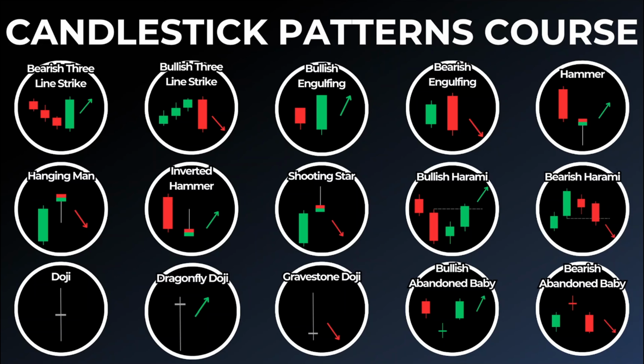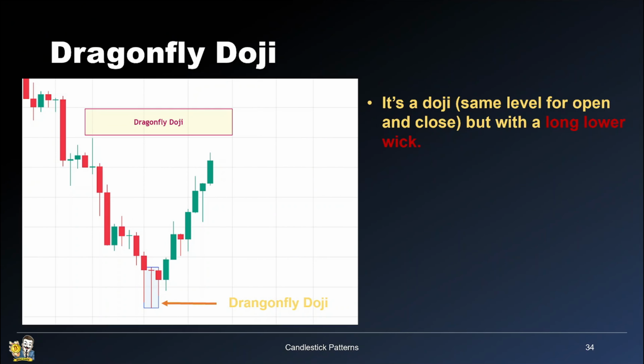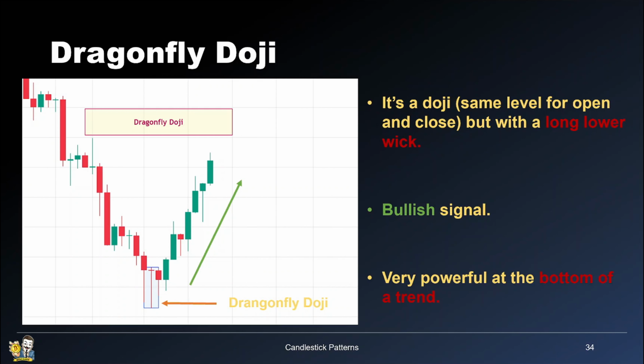Let's now study a specific Doji called the Dragonfly. It's a Doji because the open and close are at the same level, but it has a very long lower wick. This candle is a bullish signal, and it's a very powerful signal when it appears at the bottom of a trend. In fact, in the picture, we can see that after this candle, which forms at the end of the trend, the price increases sharply.